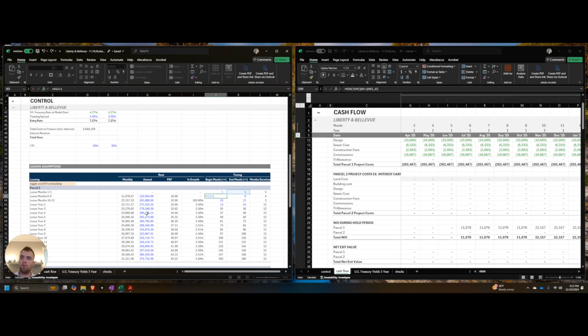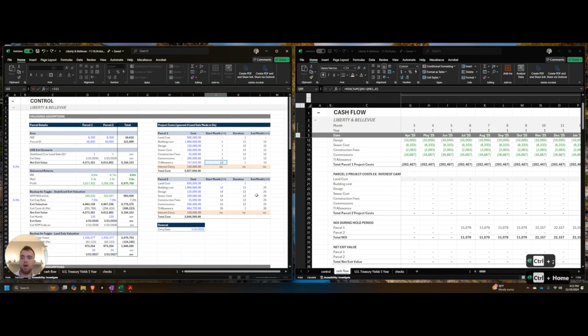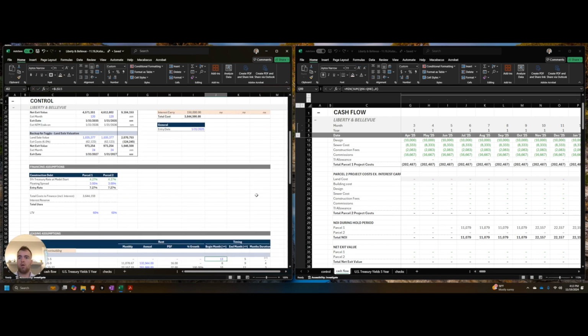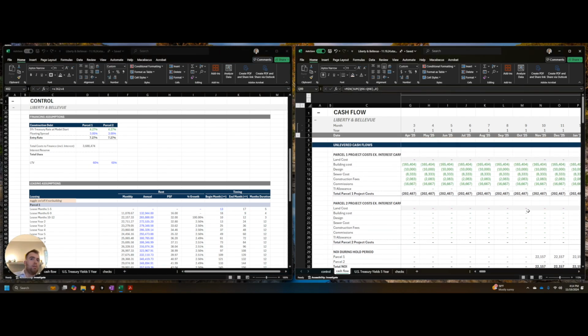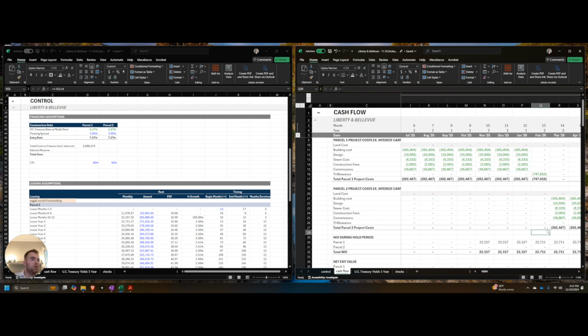Okay, so that plus 1. So that plus 3. This begin month should be when the TI allowance hits. And then that is going to be that plus 4. Yeah, so that's what was happening. So project 1 doesn't finish until February of 2026, which is month 13.